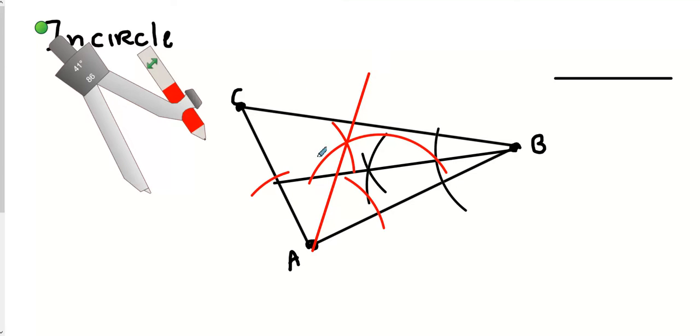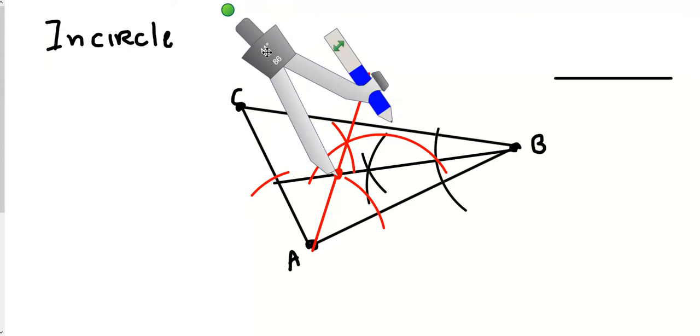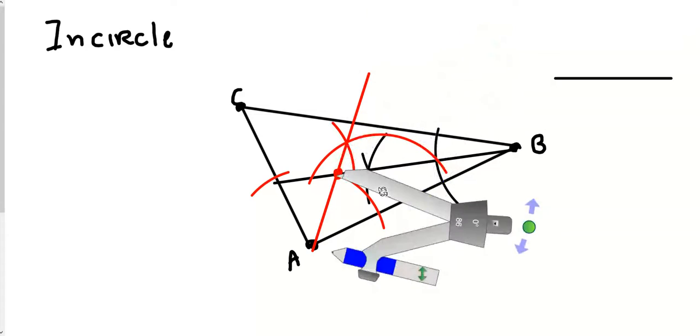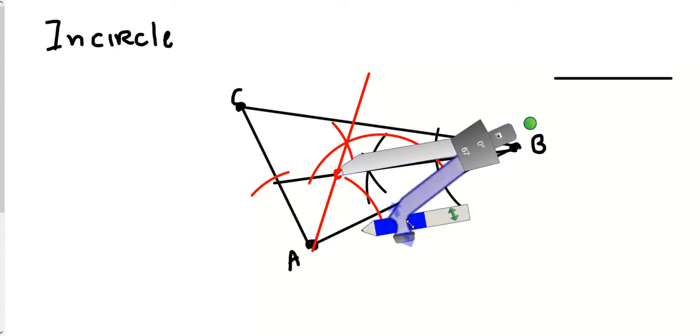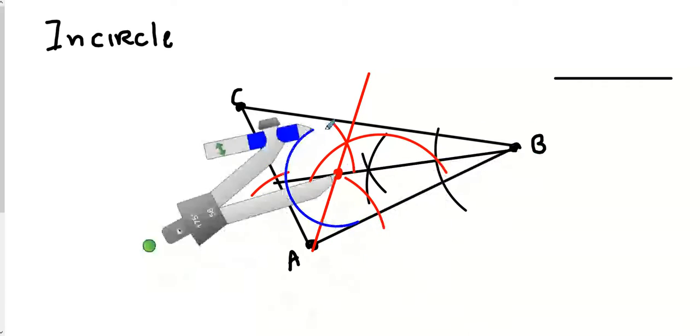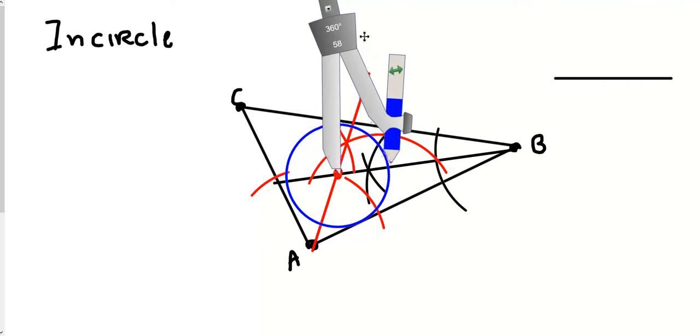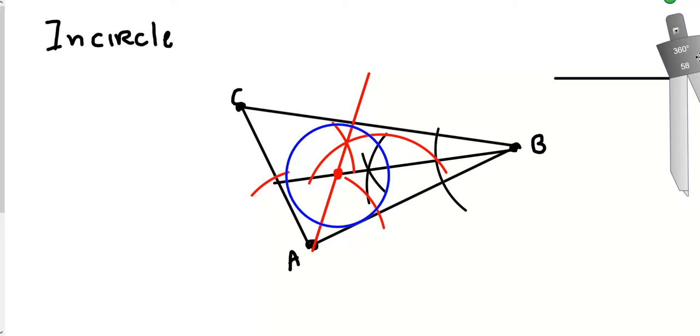There's my in circle right there. Now I have one thing left to do, don't I? What's the last thing I have left to do? Draw a circle. So draw it straight down to the base. Yeah, it should fit. Every side should be a tangent. Sort of like a radius, like that's straight down.